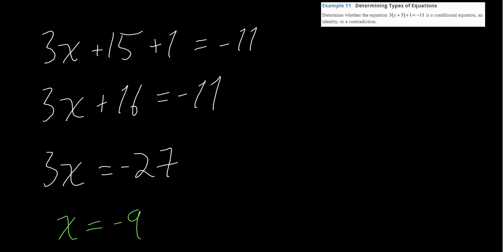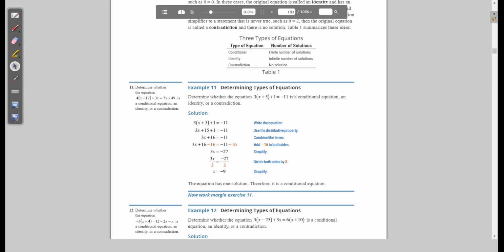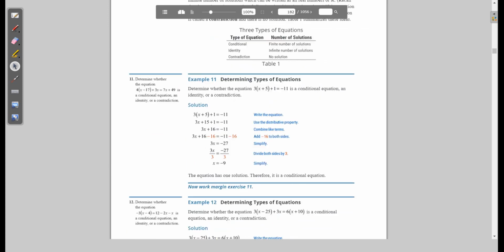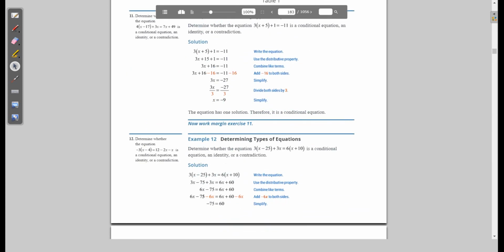Okay, this is a conditional equation. The problem reads, determine whether the equation is conditional, identity, or contradiction. Well, we have one solution. One is a finite number, and therefore this is going to be a conditional equation. Okay, the next example is going to be an example of a contradiction.